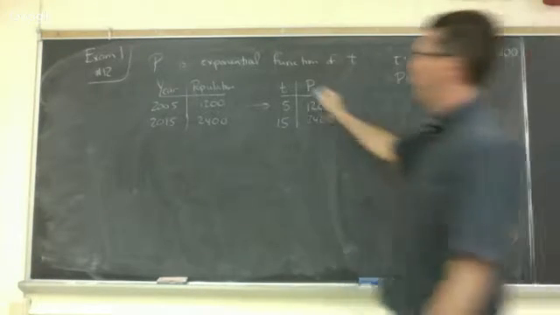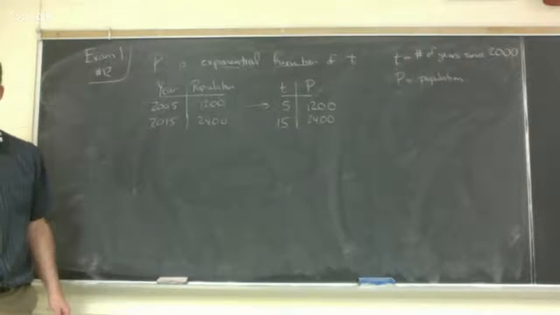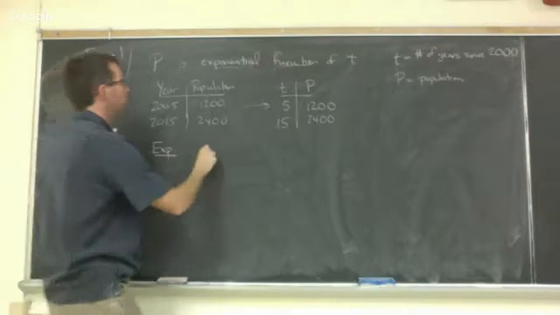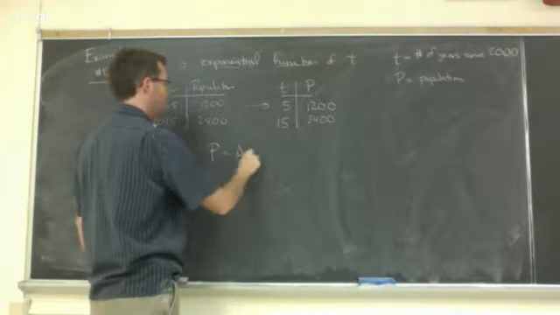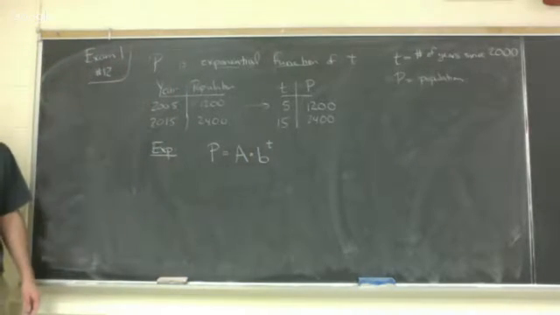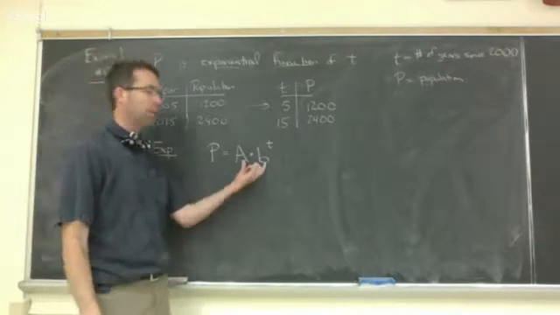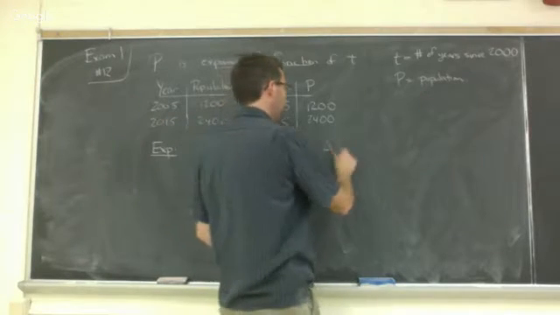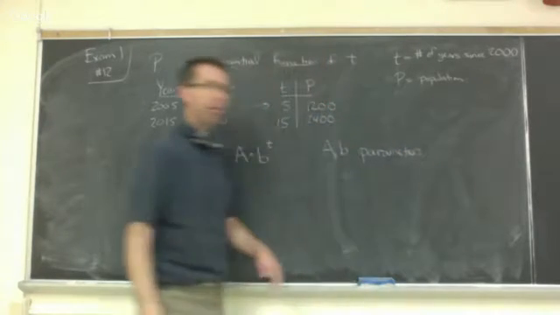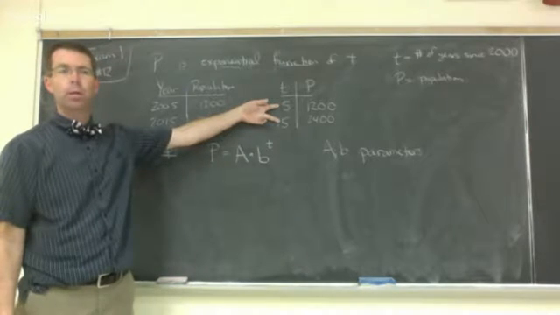What does exponential function mean? To say that it's exponential means the population is A times B. Here my variable is T, not X. A times B to the T. And so this problem is an example of a problem where we're practicing finding these parameters. So A and B are called the parameters. And we're going to find their values by plugging in these two data points.